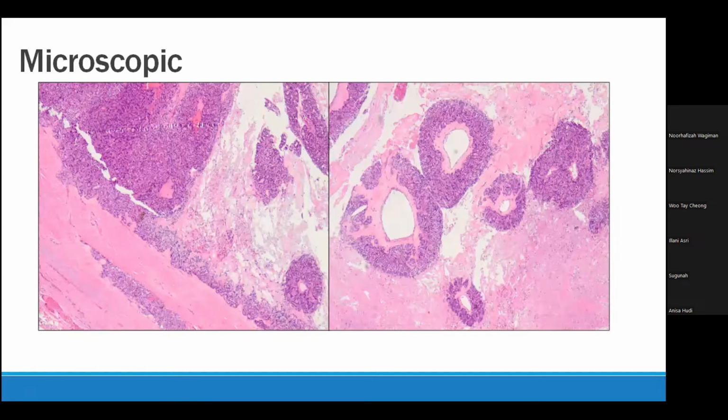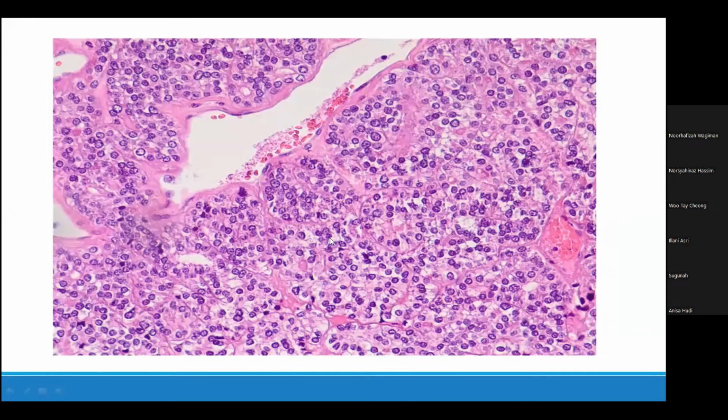This is another part of it. I'm sure everyone agrees this is malignant. These are solid sheets. What you can see, this paler pink, is necrosis, and this is what we call the peritheliomatous growth pattern, where the tumor cells are hugging around the blood vessels.